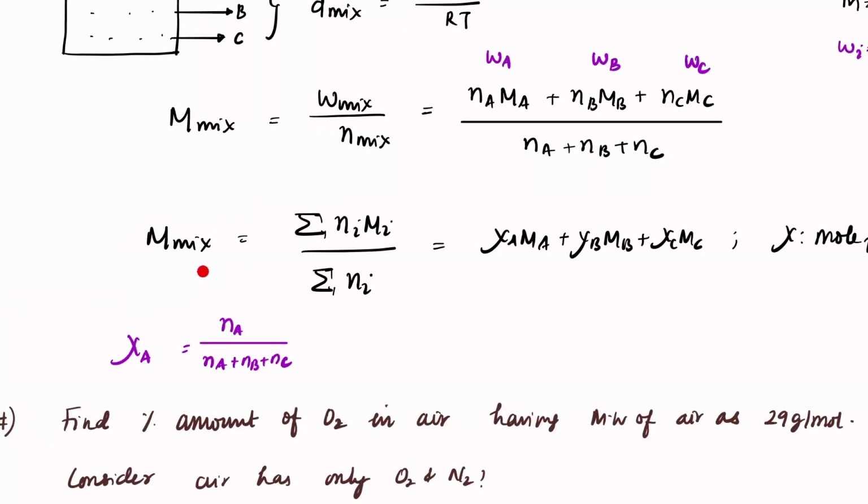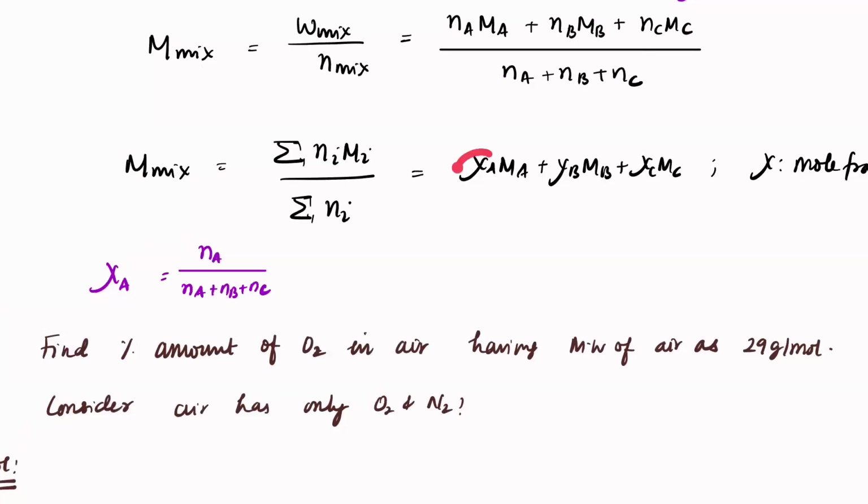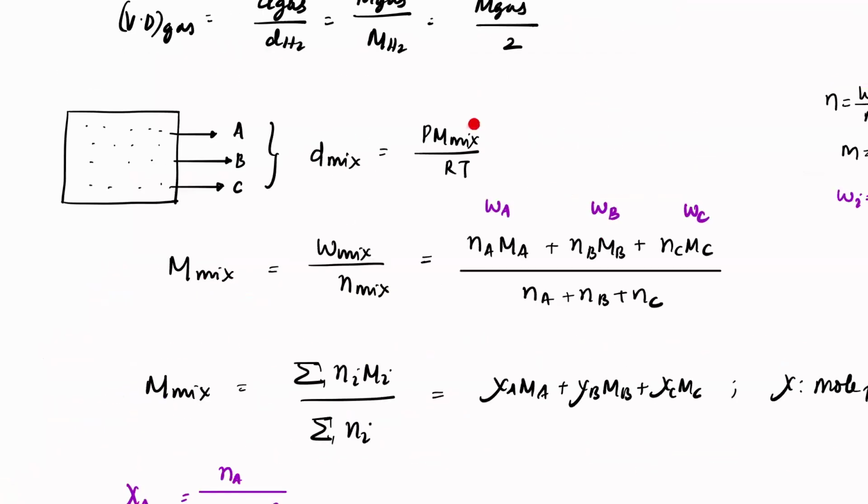Hence, the molar mass of the mixture is equal to the summation of all the products, that is number of moles into molar mass, divided by the summation of all the moles. So that gives you the mole fraction of A into Ma, plus mole fraction of B into Mb, plus mole fraction of C into Mc. So this way, the molar mass of a mixture can be calculated. Once you know the molar mass of the mixture, substitute that here, and you can calculate the density of the mixture. Got it?